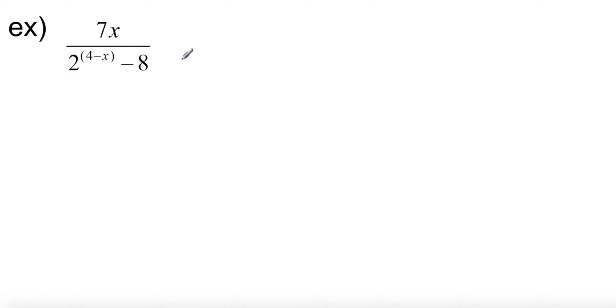And then lastly, this one looks kind of messy. We've got 7x divided by 2 to the 4 minus x, minus 8. Remember, when we're talking about if an expression is defined or undefined, we're really only worried about the denominator piece. The last one was just 4 to the x. This one's got a minus 8 tacked on. Let's take that quantity, 2 to the 4 minus x minus 8, and set it equal to 0. This way we're finding what x could be to make that denominator 0.